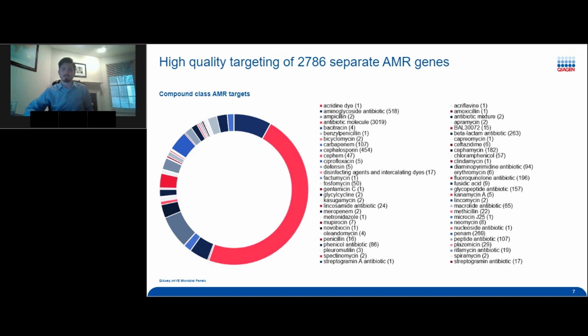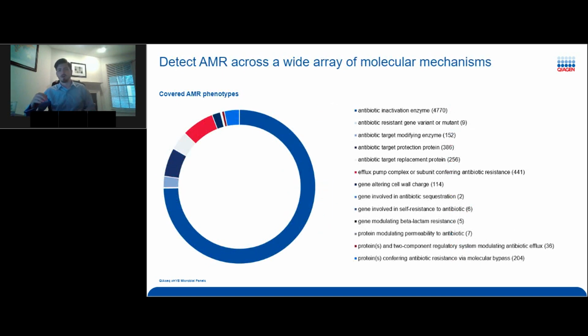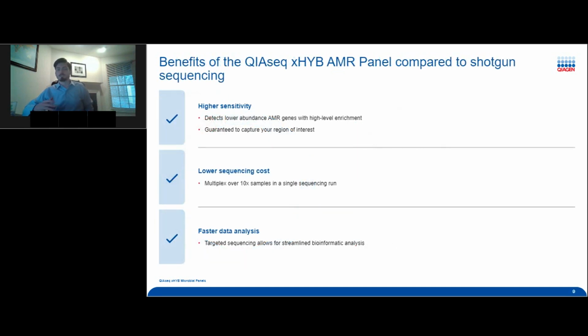And what that translates to is a pretty broad range of different phenotypes. So our panel is pretty pan antimicrobial resistance, where we're not looking at any sort of specific AMR mechanism. We're not just looking at perhaps beta lactamases or anything like that. It is pretty much every different phenotype of AMR that exists, where you're able to really detect pretty much any AMR. So you may ask, what is the benefit of this panel compared to current shotgun-based methods?